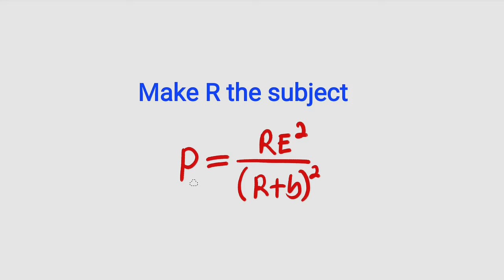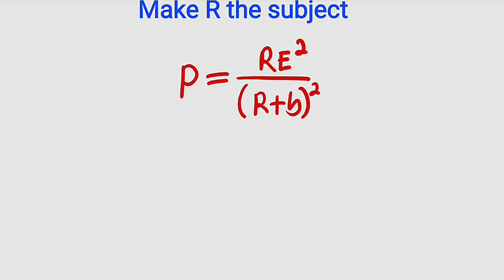He said that we should make R the subject of this relationship: P equals RE squared divided by (R plus B) whole squared. Already you can see that P is the subject here. We're going to transform it in terms of R. All right, let's get started.